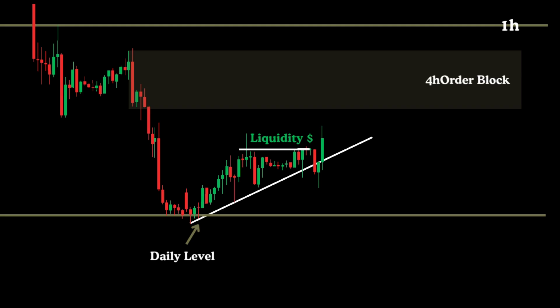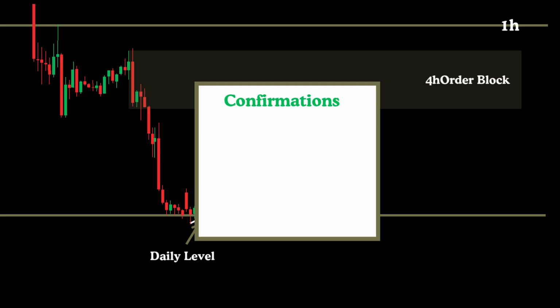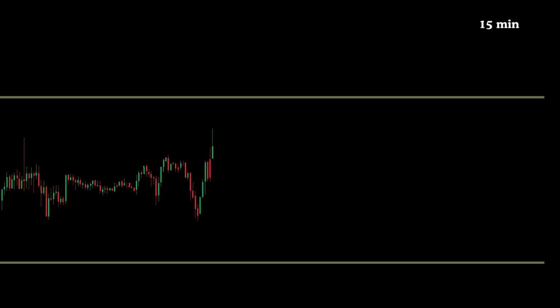The 4-hour order block remains a high-interest zone for potential trades. Remember, for a 4-hour order block, confirmations should come from the 15-minute chart, while for a 1-hour order block, we seek confirmation on the 5-minute chart. Now we're on the final stage of our analysis, the 15-minute chart. This is where we focus solely on confirmation and precise entries.